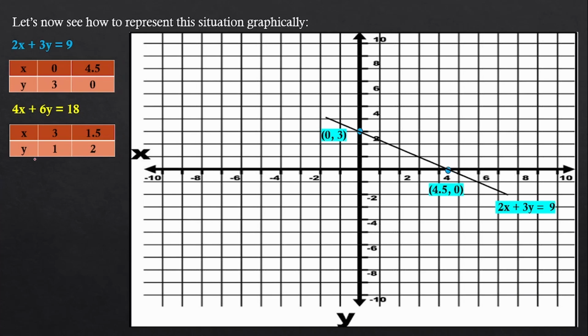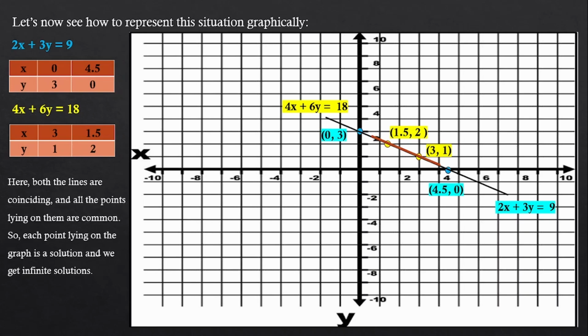Now let us plot the values for the second equation. These are the 2 points plotted, representing (3, 1) and (1.5, 2). Now again, if I join them, I see a brown colored line for the second equation, 4x plus 6y is equal to 18. What am I observing here? We can see in this case both the lines are lying just on top of each other. So this is a case where all the points are common between both the lines.